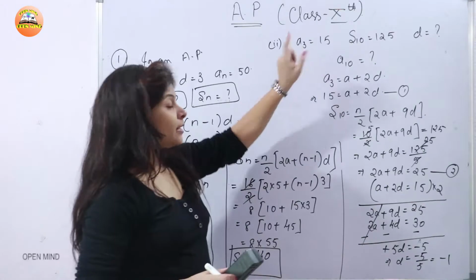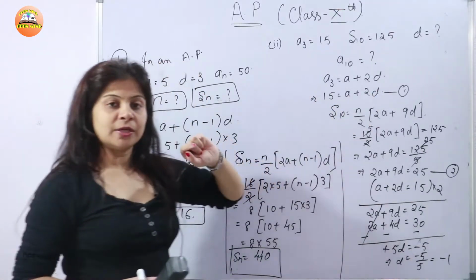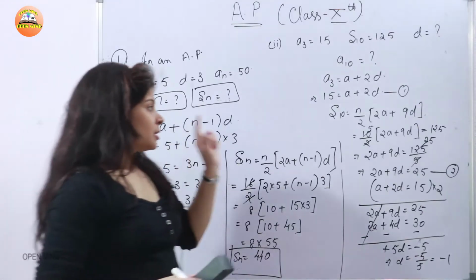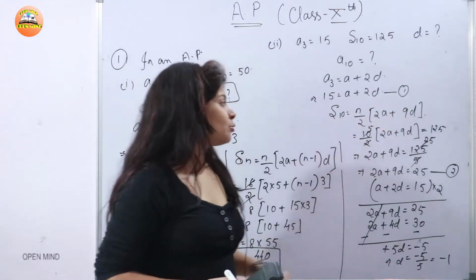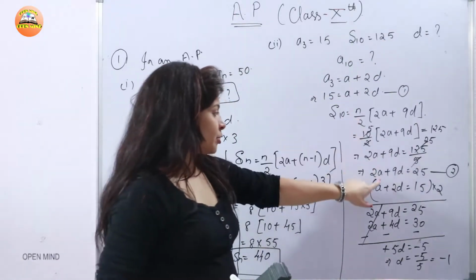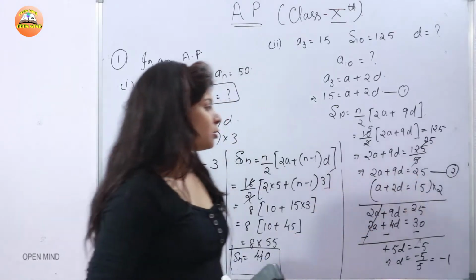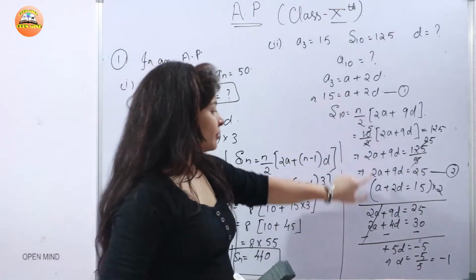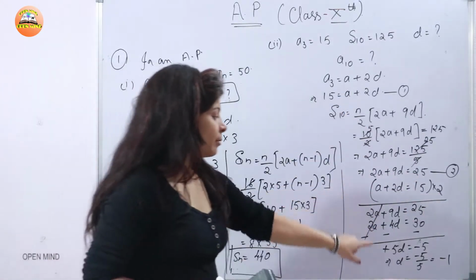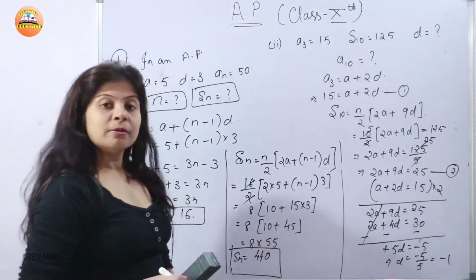First what I did, A3 was given to us as 15, so I just wrote 15 is equal to A plus 2D, because 3 minus 1 will be 2. Second, I did S10 is equal to N by 2, 2A plus 9D, which is equal to 125. So I substituted the values and got the final expression as 2A plus 9D is equal to 25. I wrote the first equation over here and with the help of the elimination method I got the value of D is equal to minus 1.